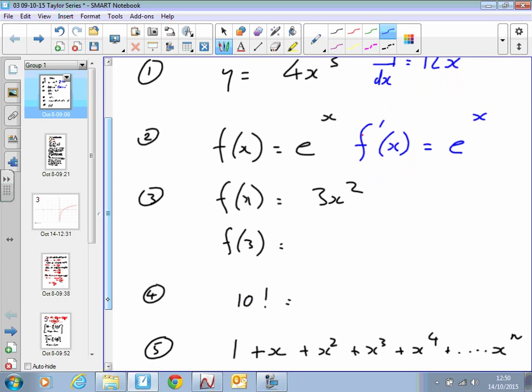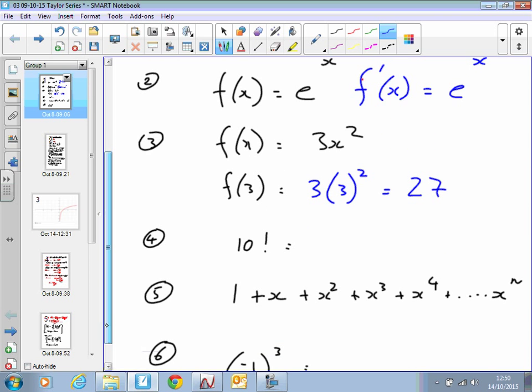Number 3, this notation means that I want to know what the value of the function is when x equals 3. So I'm actually after this value. So 3 squared is 9 times 3, 27.